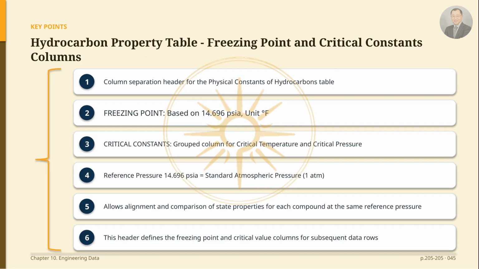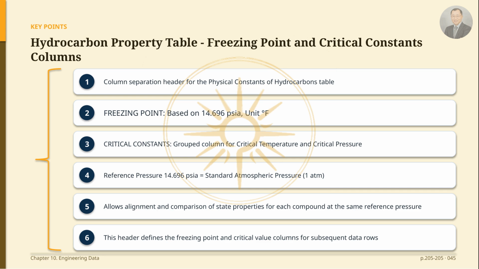I would like to introduce the column configuration of the physical constants of hydrocarbons table. This segment is the header part of the table, distinguishing the freezing point column and the critical constants columns. The freezing point is measured at 14.696 psia, which is standard atmospheric pressure, and the unit is Fahrenheit. Since 14.696 psia is the absolute pressure corresponding to 1 atmosphere, it allows the state properties of all compounds to be aligned and compared at the same reference pressure.